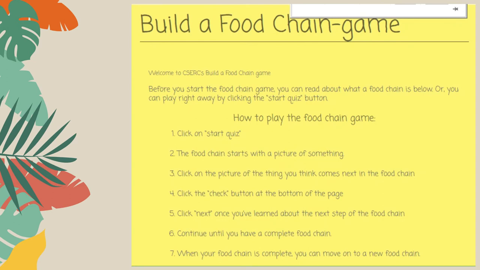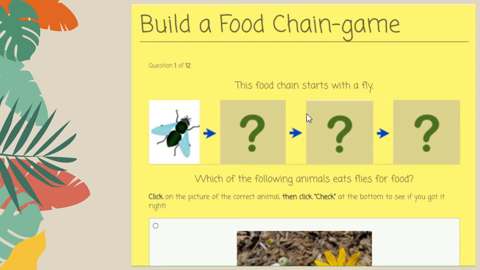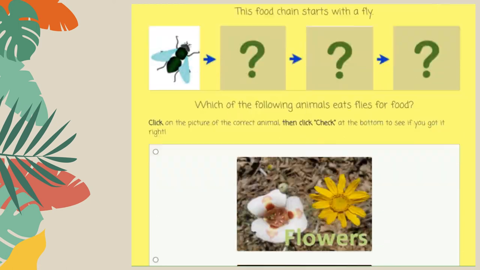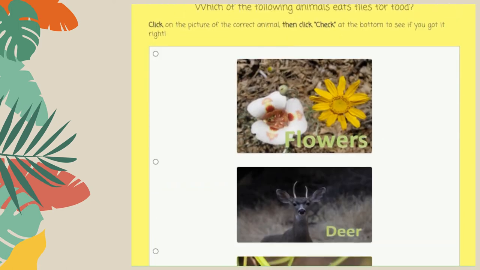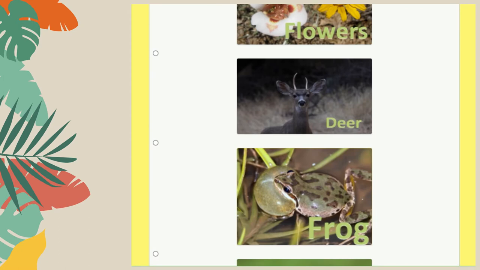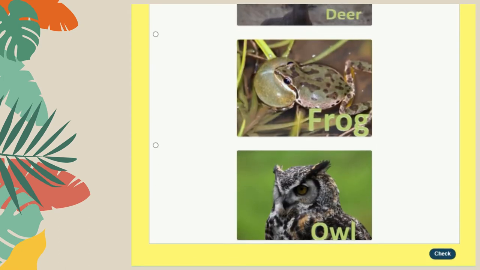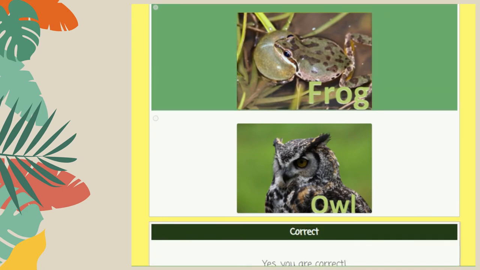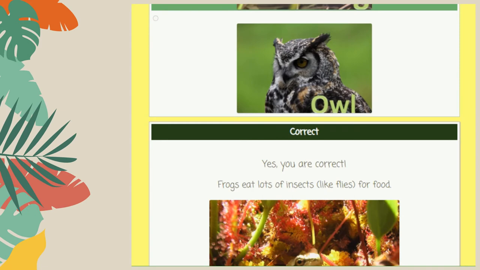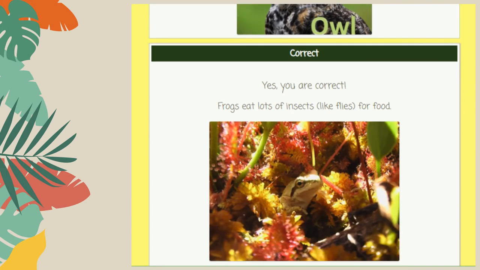Let's build a food chain together. This food chain starts with a fly. Which of the following animals eats flies for food? Flowers, deers, frogs, or owls? Frogs. Yes, you're correct. Frogs eat lots of insects like flies for food.